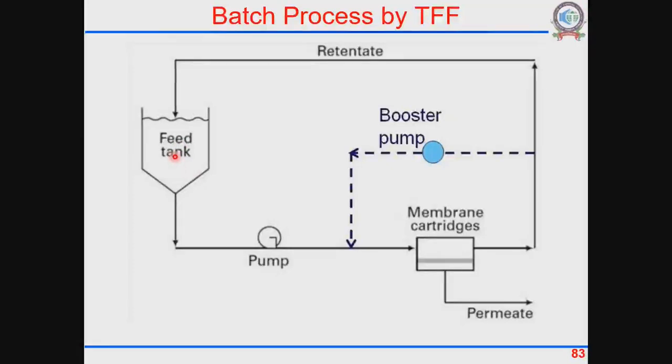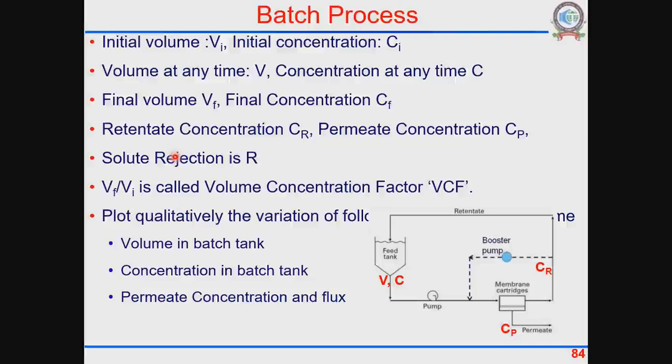Just some nomenclature. So imagine that in the feed tank, the volume is V at any instant of time. Of course, as more and more permeate is collected, this V will reduce. Concentration in the feed will increase if you are trying to remove the solvent. It goes through the membrane module. Cp is the permeate concentration, Cr is the retentate concentration.